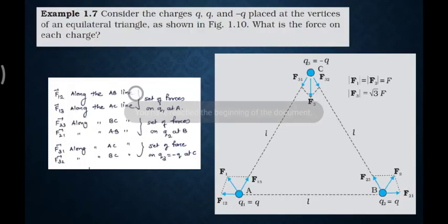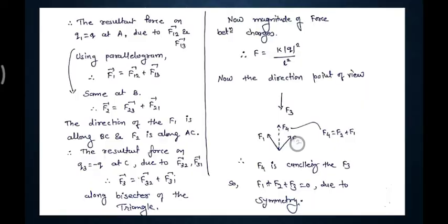Yes, this F1 is the resultant force. As you can see, these two sum to F3, F2, and this one is the resultant F3, as I mentioned here. The same applies for B. F2 is equal to F21 and F21. The direction of F1 is along BC and F2 is along AC.